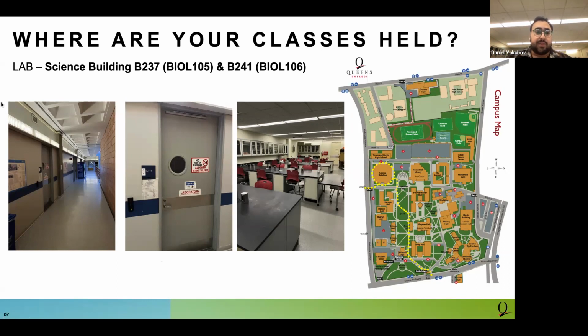The 105 room is B237, and the 106 room is B241. So you really can't miss it. If you ever get lost in the building, just look for the blue striped walls. That hallway on the second floor is where the lab rooms are located, okay?